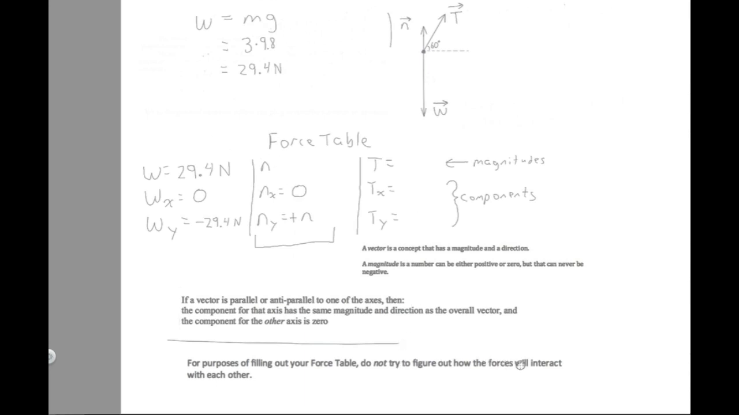So rather than trying to figure out how the normal force is affected by the weight and the tension, we simply represent its unknown magnitude by this symbol, little n. For purposes of filling out the force table, do not try to figure out how the forces will interact with each other. Newton's second law will figure out those relationships for you later in your solution. Now we're ready to move on to the tension force.